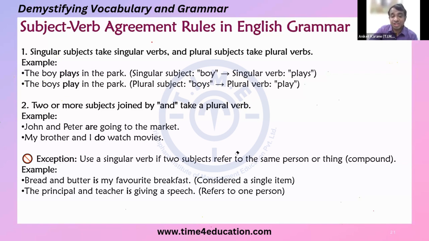That principal and the teacher, if it was, okay, Soumya, the principal and the teacher, then it was are. Understood? It is principal and teacher, it is one person. The prime minister and poet, one person. The prime minister and the poet, two persons. Okay.